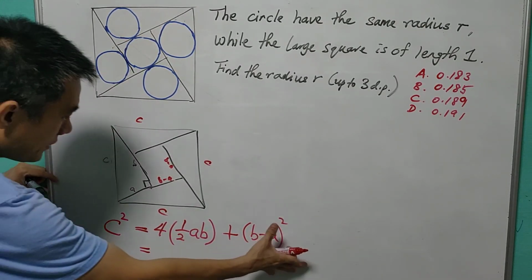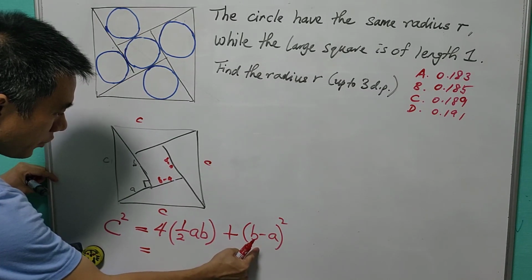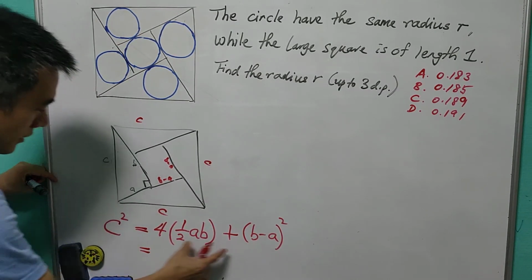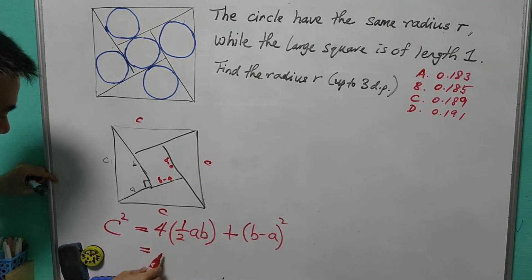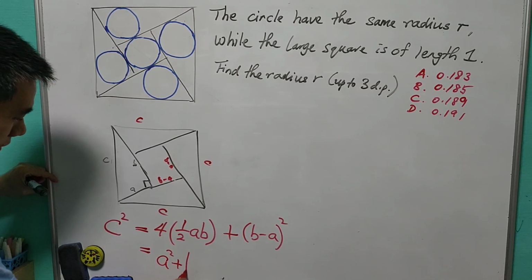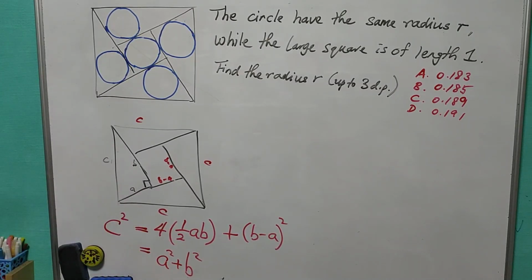So after we expand this, we have A squared plus B squared minus 2AB. And this is also 2AB. So we have only A squared plus B squared. With this, we prove a Pythagoras theorem.